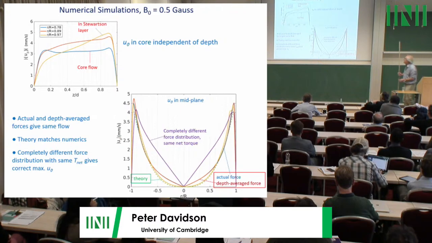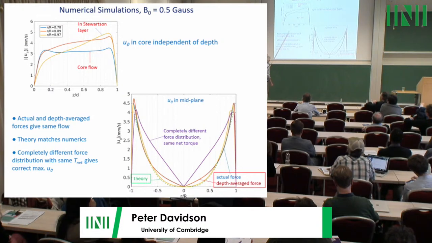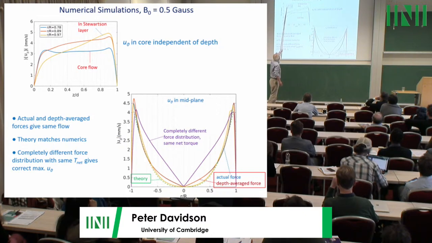Okay, so let's look at the numerical simulations. These are done in OpenFOAM again. It seems to be the favored computational tool for liquid metal batteries. It seems everyone's using it. So this is u theta at different radii as a function of depth in the bismuth. This is in the core. This is a radius of 0.78 times capital R. So this is the core flow.